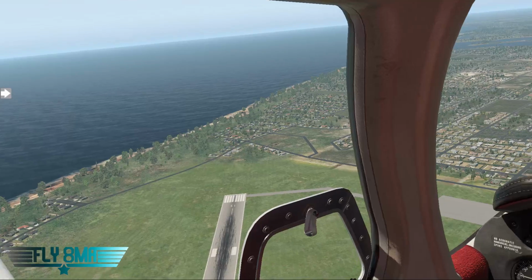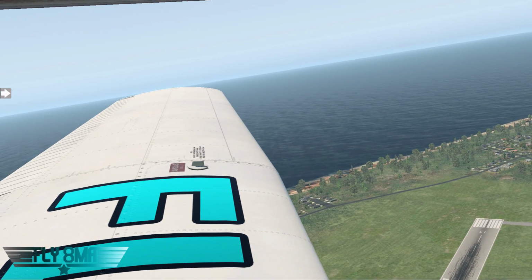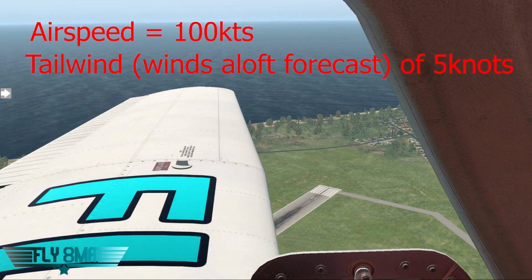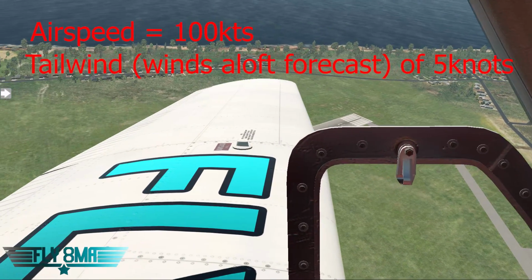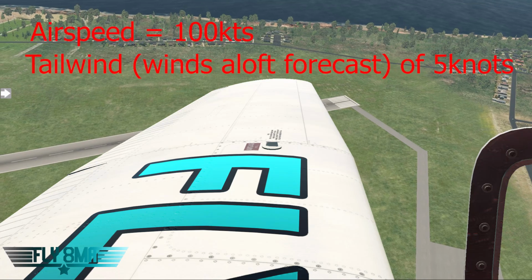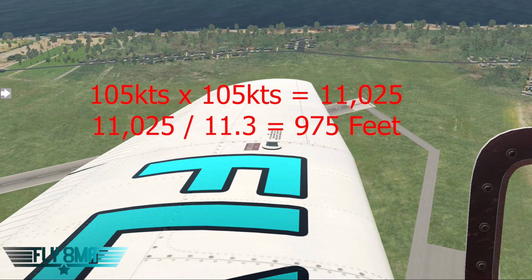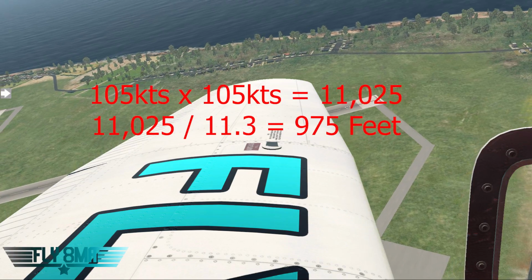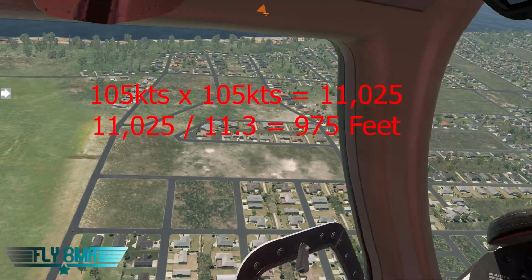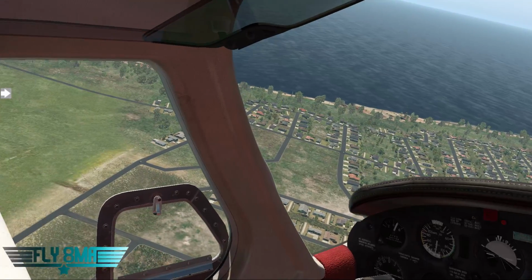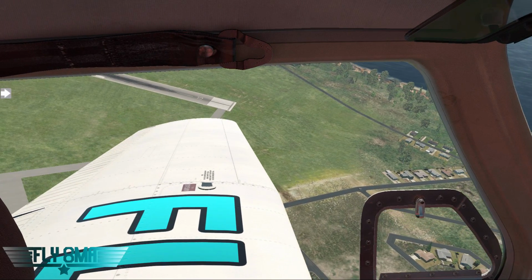So say our airspeed's about 100 knots, and we have wind coming out of the west around 10 knots or so, and we find that to be a 5-knot tailwind component to start out this maneuver, so we have a ground speed of 105 knots. So 105 times 105 divided by 11.3 gives us 975. So roughly 975 feet is our pivotal altitude to start the day off. That's what altitude we want to begin this maneuver at, and then roll into our left bank accordingly.